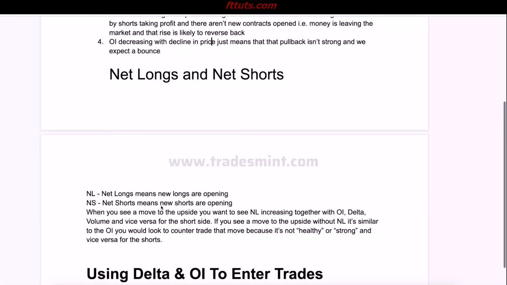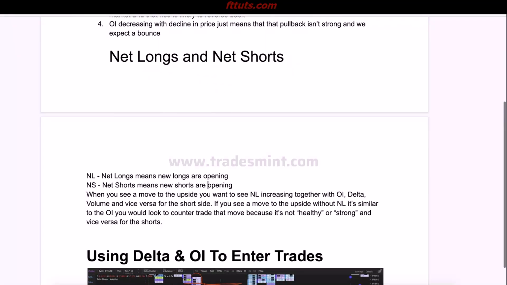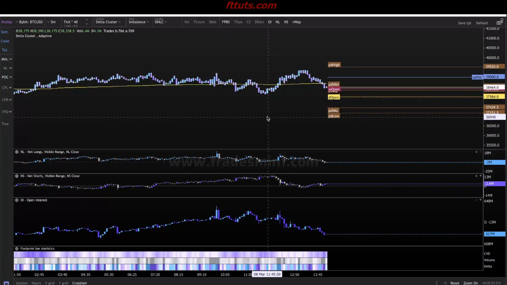Okay, net longs and net shorts. Net longs means new longs are opening. Net shorts means new shorts are opening. When you see a move to the upside, you want to see the net longs increasing together with open interest and delta. And if you see a move to the downside, in order for that move to be substantiated, you want to see net shorts opening up, and you want to see an increase in open interest for that to be a strong move to the downside, okay? And so this is great for identifying fake outs, right?